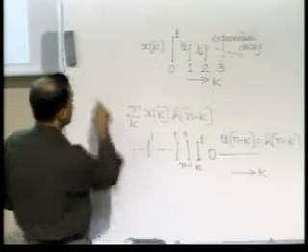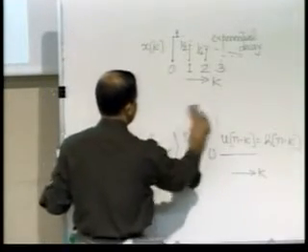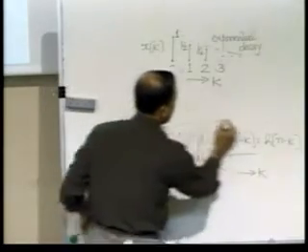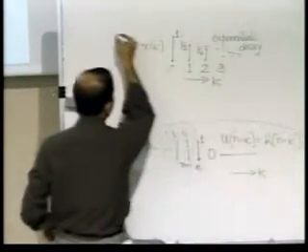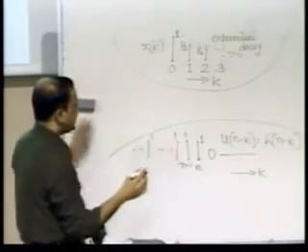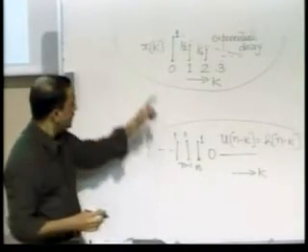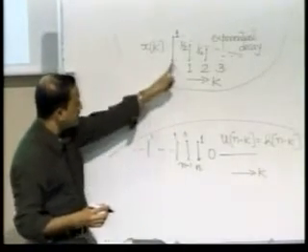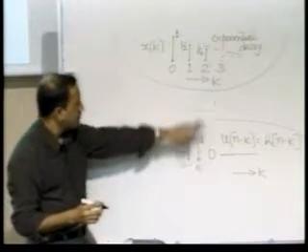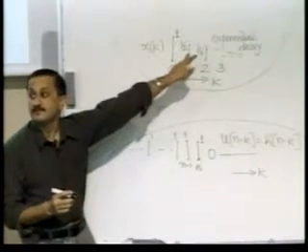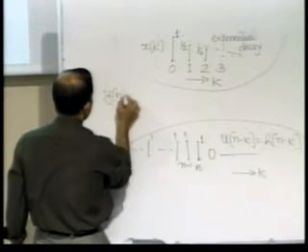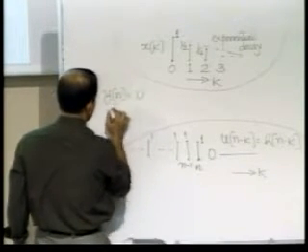So now let's find the sum. I have h of n minus k here, and I'll demarcate it like this. I have x of k here, and I shall evaluate. Now it's very clear that for n less than 0, this sequence does not overlap the sequence at all. And therefore, y of n is equal to 0 for n less than 0.